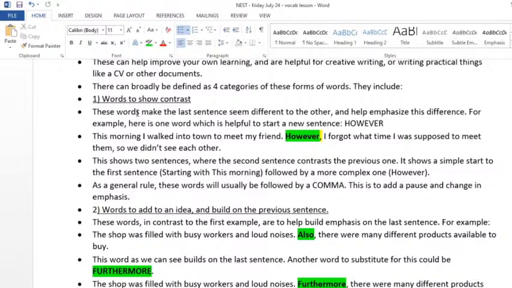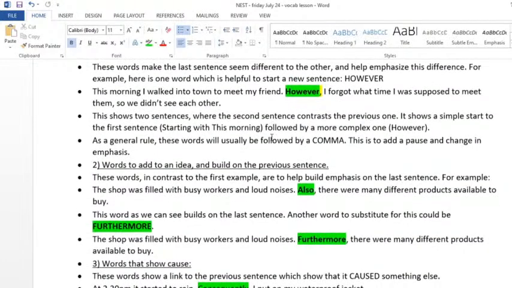For example, one good word which can be used is the word however. So this morning I walked into town to meet my friend. However, I forgot what time I was supposed to meet them, so we didn't see each other. So you're showing a contrast from the previous sentence. However, I forgot what time it was, so I didn't meet them. So your second sentence is contradicting your original statement.